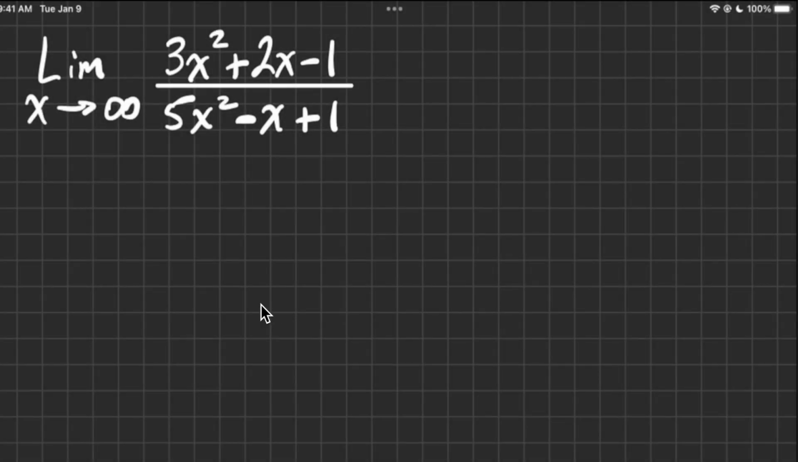In this next limit, we have x going to infinity of a rational function of polynomials. And recall from our pre-calculus days that when you are looking at x going to infinity or negative infinity, we're talking about horizontal asymptotes. We're talking about end behavior of this rational function. So the rules for determining the horizontal asymptote depend on the degree of the numerator and the denominator.